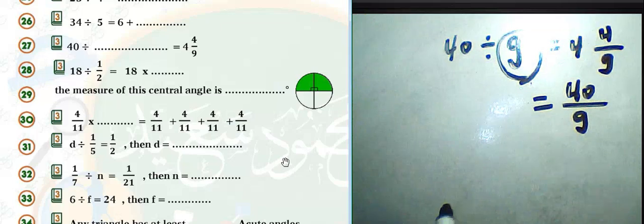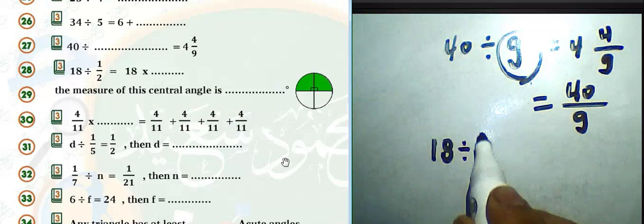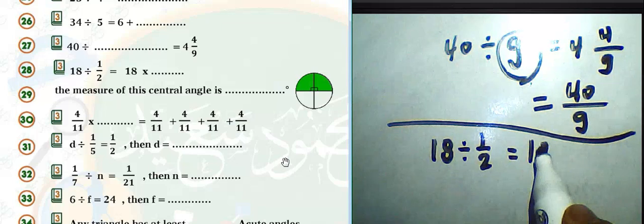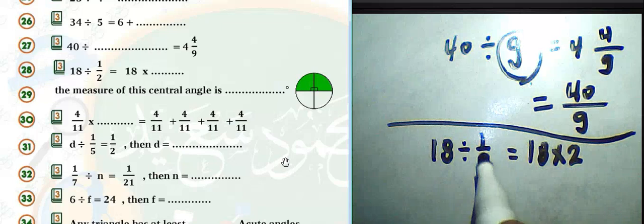Question 28. 18 divided by half equal 18 multiplication by 2. Write the inverse about half, here will be 2.